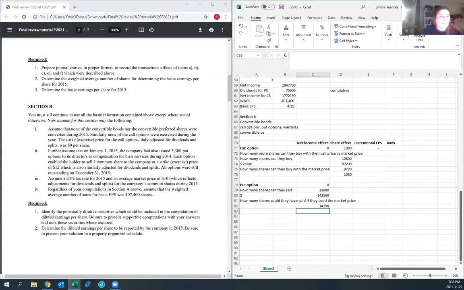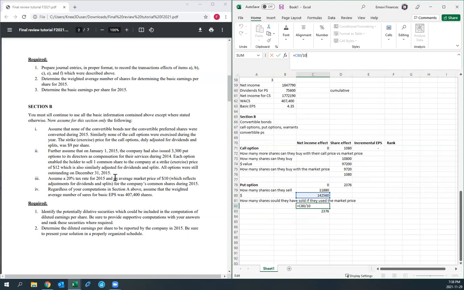My numbers are right, but I think my explanation wasn't. Basically, you find the difference between the two amounts of shares, and that difference is your share effect. So your share effect is 2,376. Sorry, just a question. It was 142,560 divided by 10. Divided by 10, yeah.